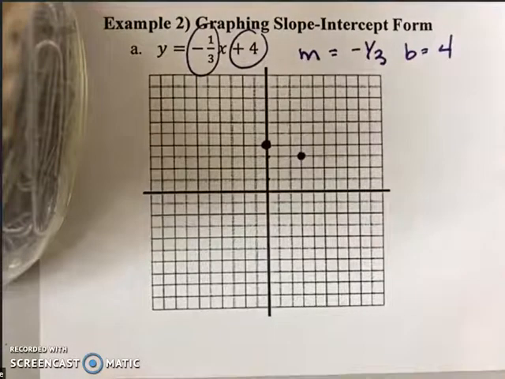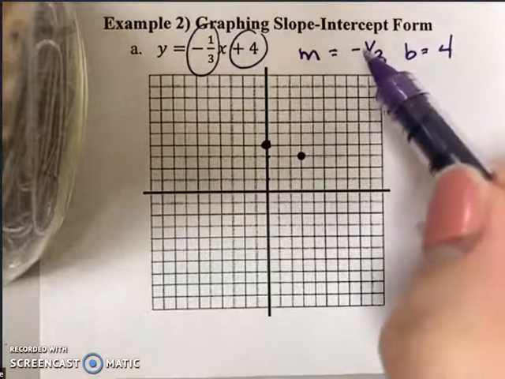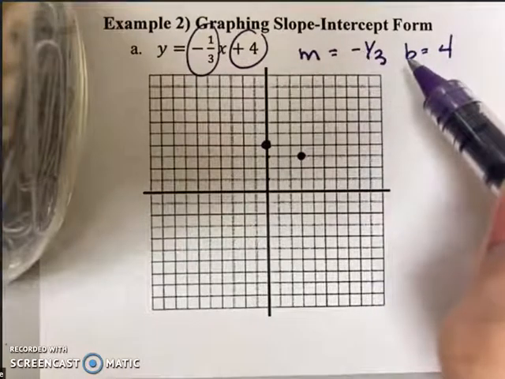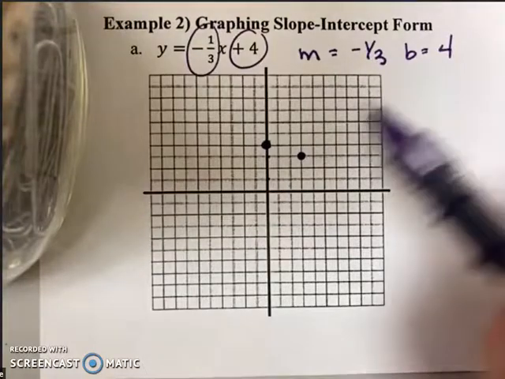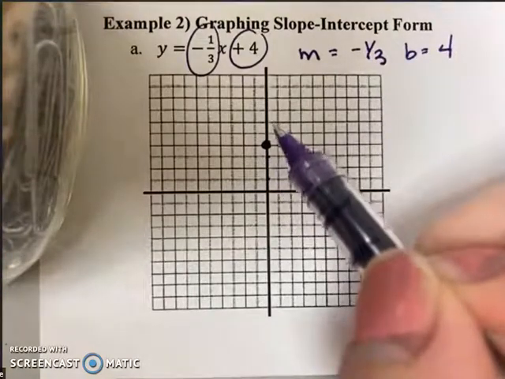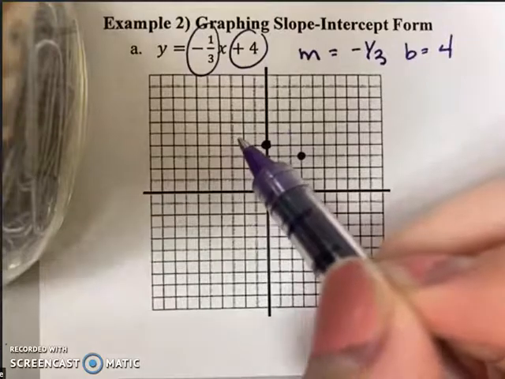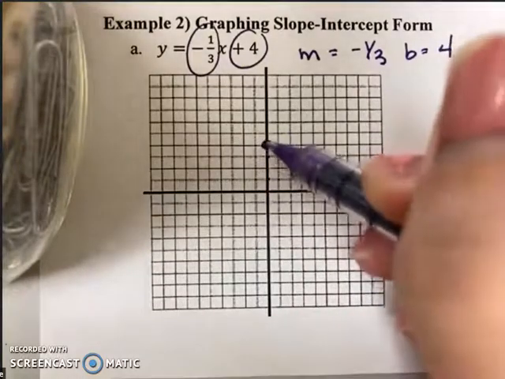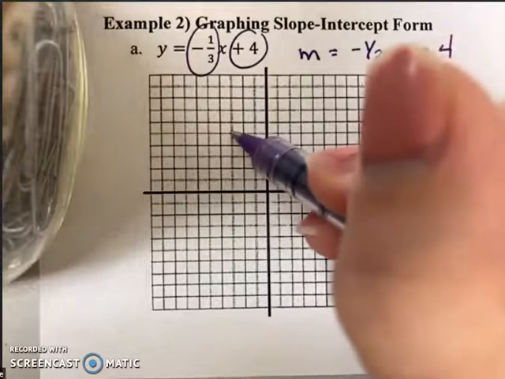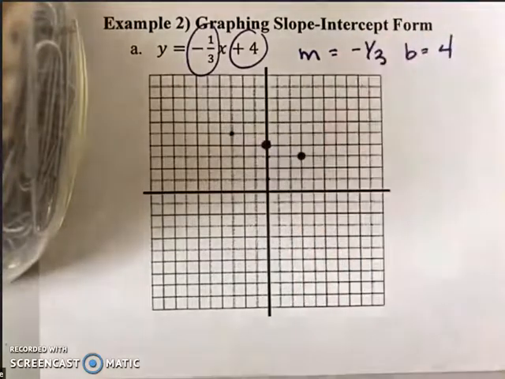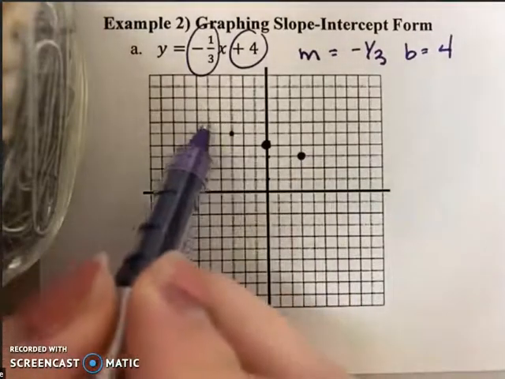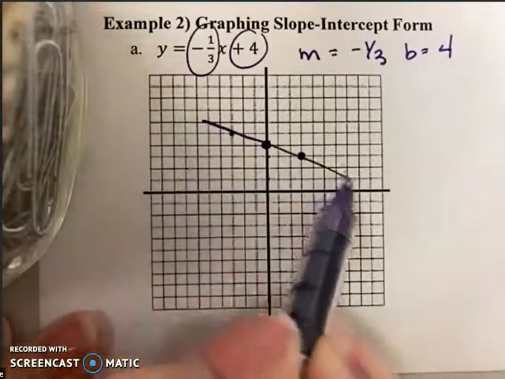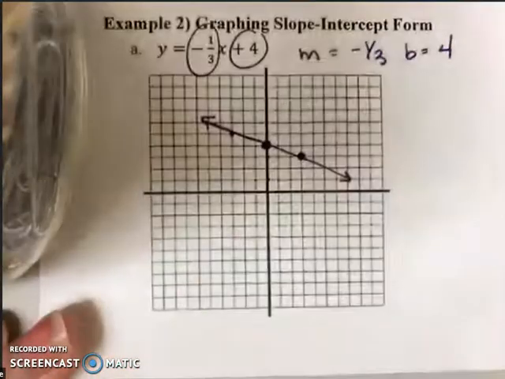Another way you could have done this, and you don't have to, is you could have associated the negative with the denominator. So you would have a positive 1 over a negative 3, meaning you could have moved up 1 and left 3. I'll go ahead and do that. Up 1 and left 3. You don't have to do that. I just wanted to show you that you did have another option. And then at that point, we can go ahead and connect the dots to draw what our linear function would look like.